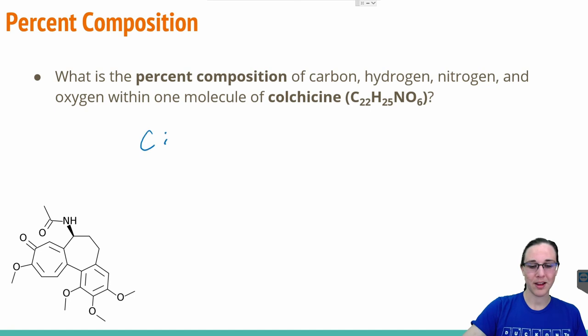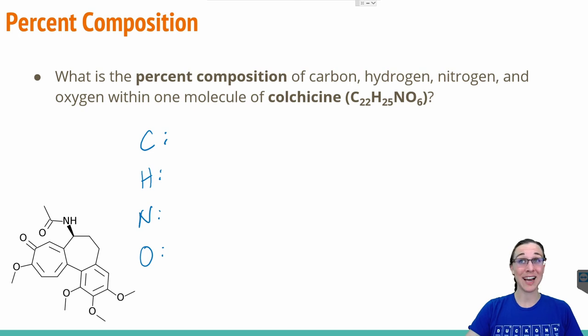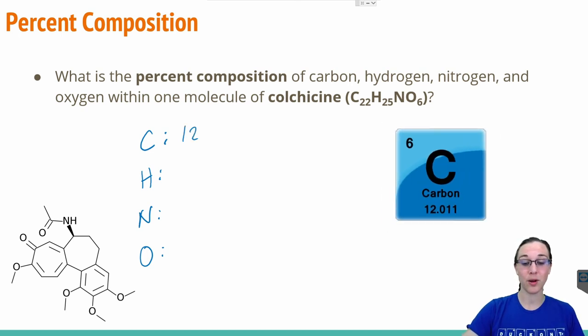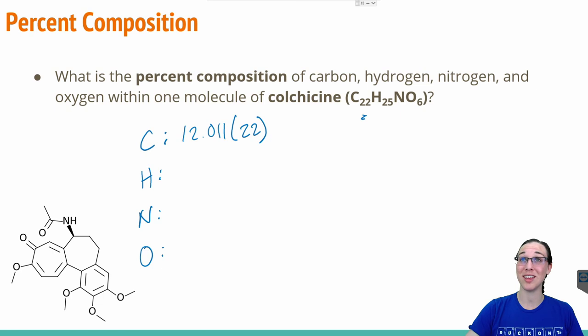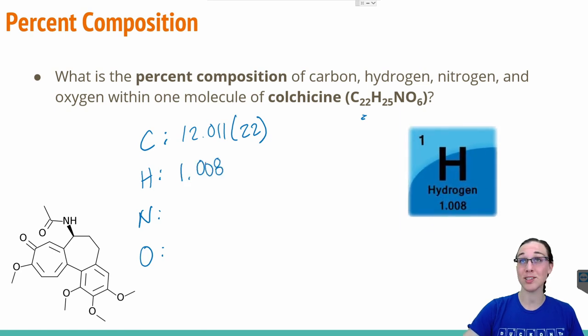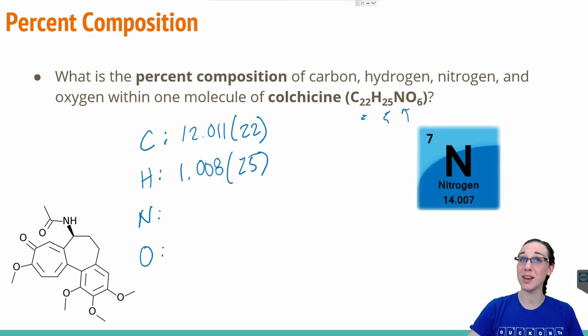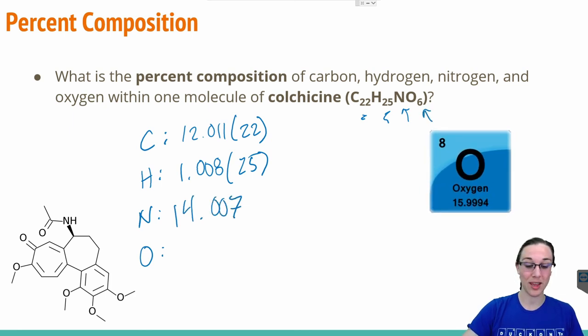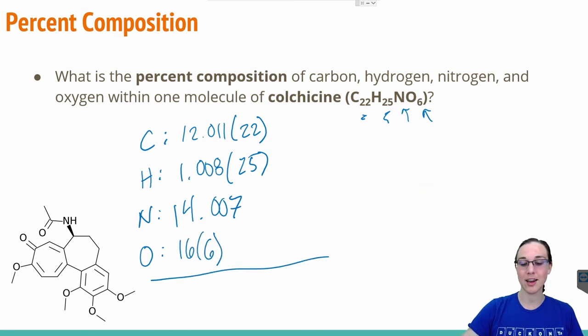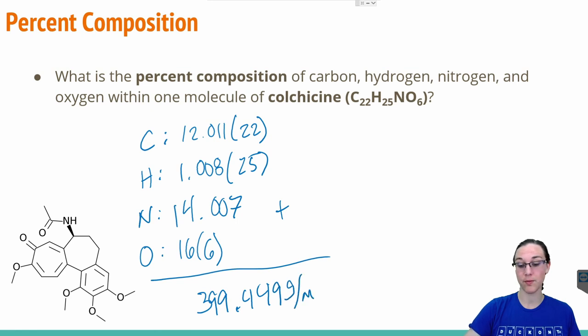We have carbon, hydrogen, nitrogen, and oxygen. First, we want to figure out what the molar mass of the entire molecule is. We know that there's 12.011 grams for every carbon, and there happens to be 22 of them, just as we calculated before. There's 1.008 mass for each hydrogen, and there's 25 of those. There's nitrogen, there's only one of them, an invisible one is implied, and each nitrogen weighs 14.007, and there's 6 oxygens weighing 16 grams each. Let's add up all of these for our overall molar mass of the compound to be 399.449 grams per mole for the neurotoxin.